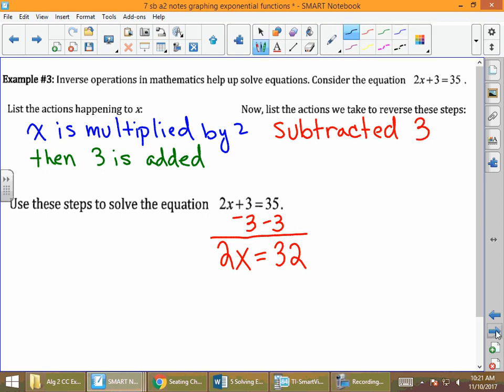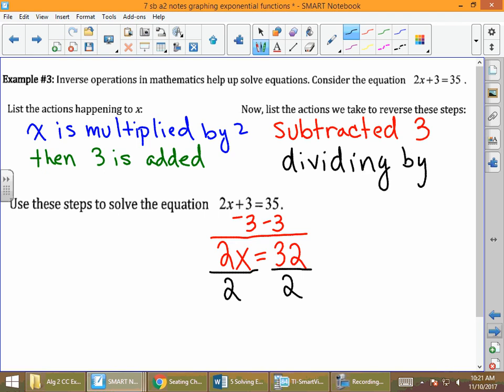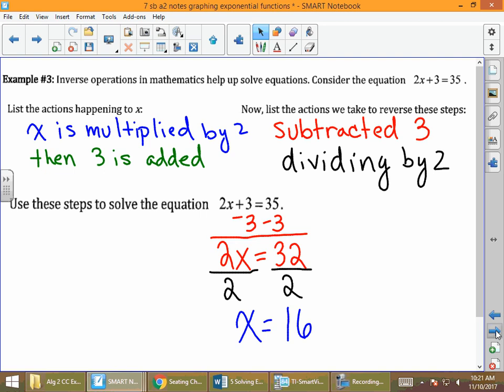And then to finish this equation, it's 2 times x equals 32. How do we undo that multiplication? We're going to divide. And that's going to be the other action that's taken. We're dividing by 2. And when we finish this problem, by the way, we end up with x equals 16. So we've used this idea of inverse operations even though that word might not have been used.